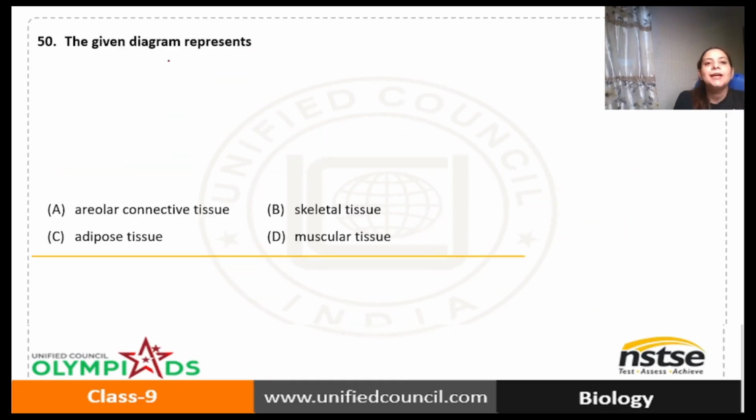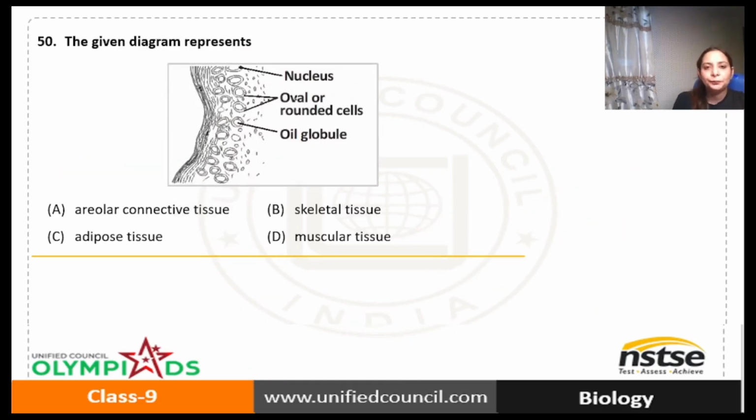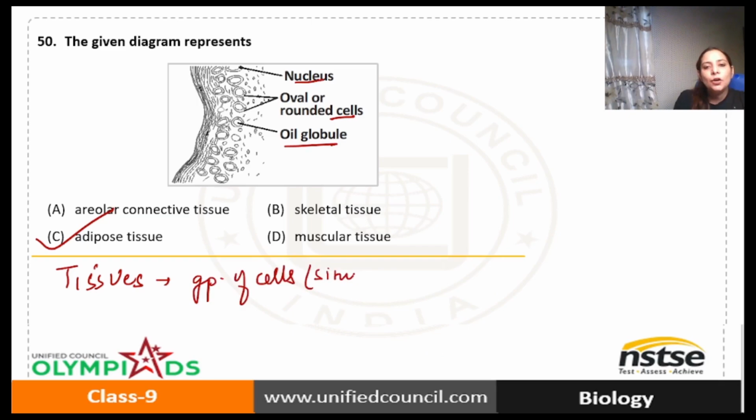Next question says, the given diagram represents, this you have a diagram and it represents, here you can see nucleus, oval or rounded cells, oil globules. Let me tell you, it represents adipose tissue. So if I talk about tissues, they are basically groups of cells which are similar in structure as well as function.